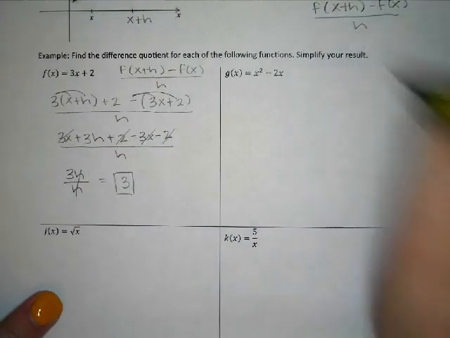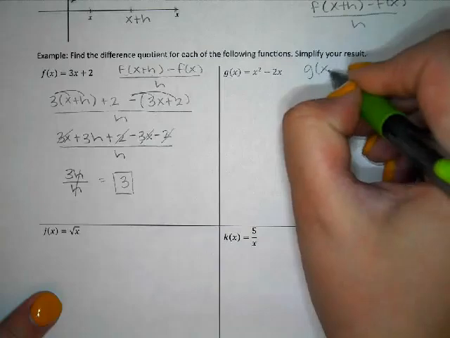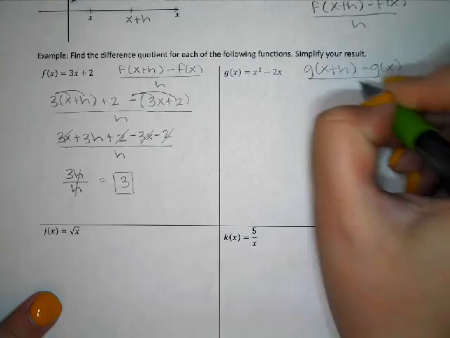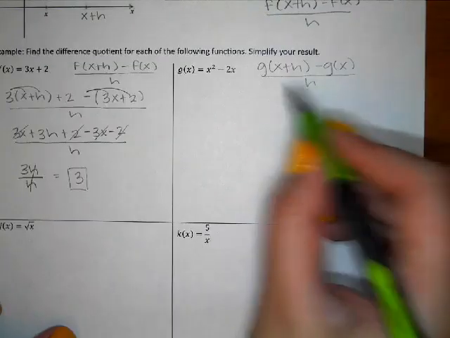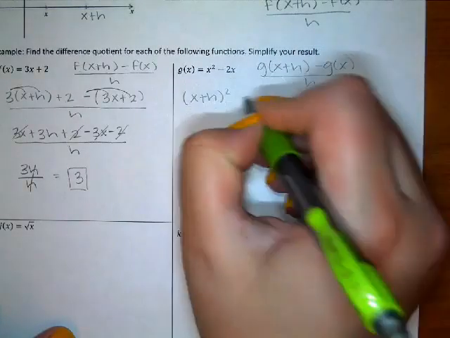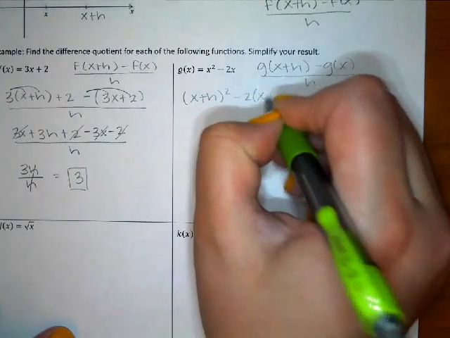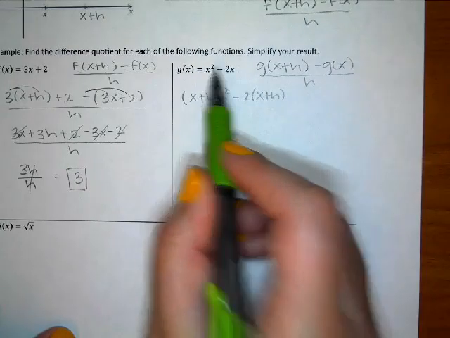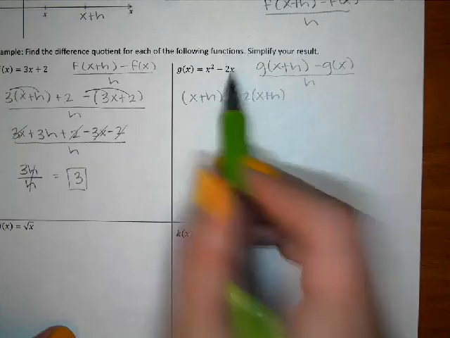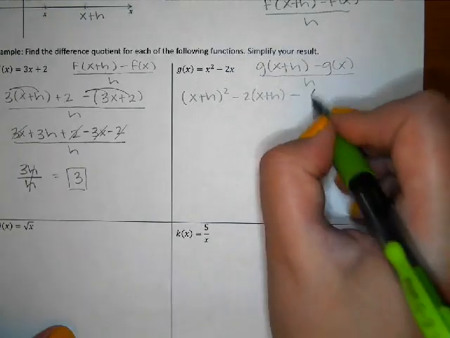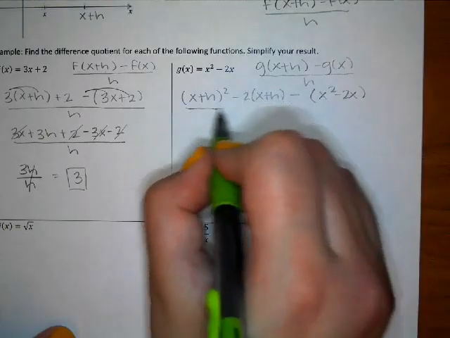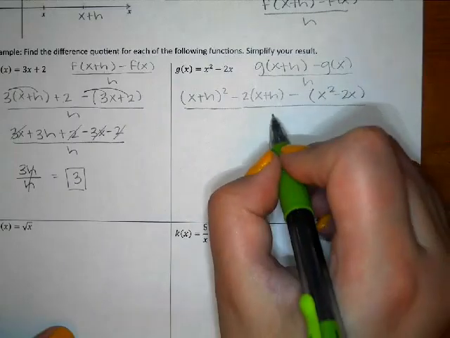So this one, it's g instead of f, so we're going to say g of x plus h minus g of x, divided by h. So g of x plus h would be x plus h squared minus 2 times x plus h. So I took the function and I plugged x plus h in for x. Then I'm just going to minus off the whole function. So minus x squared minus 2x. And this whole thing is going to be divided by h.